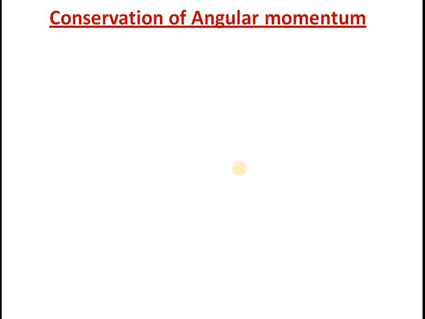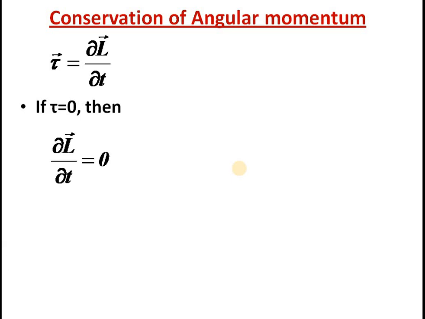In relation to the previous equation, we have a law called the conservation law of angular momentum. It is like this. If tau is equal to 0, that is, if the applied external torque on a body is 0, then what happens? Delta L by delta T becomes 0. That implies L should be 0 or it should be constant.